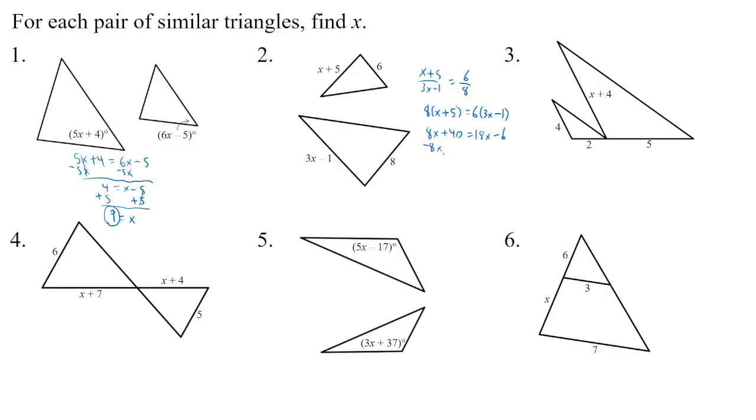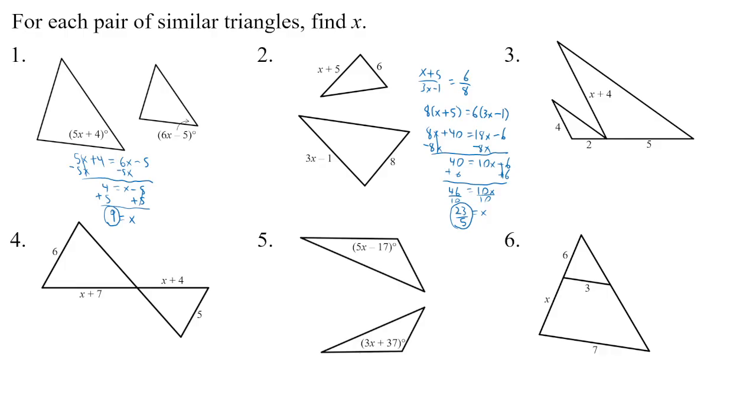We're going to subtract 8x from both sides, and you'll have 40 equals 10x minus 6. We add 6 to both sides, and you'll have 46 equals 10x. Divide both sides by 10, and 10 can't go into 46, but it can reduce to 23 over 5. Therefore, the solution is 23 over 5.